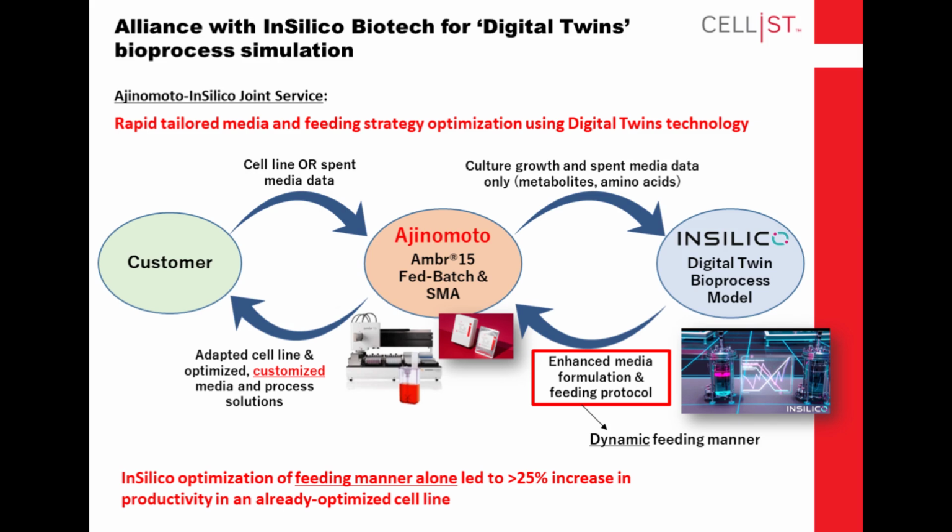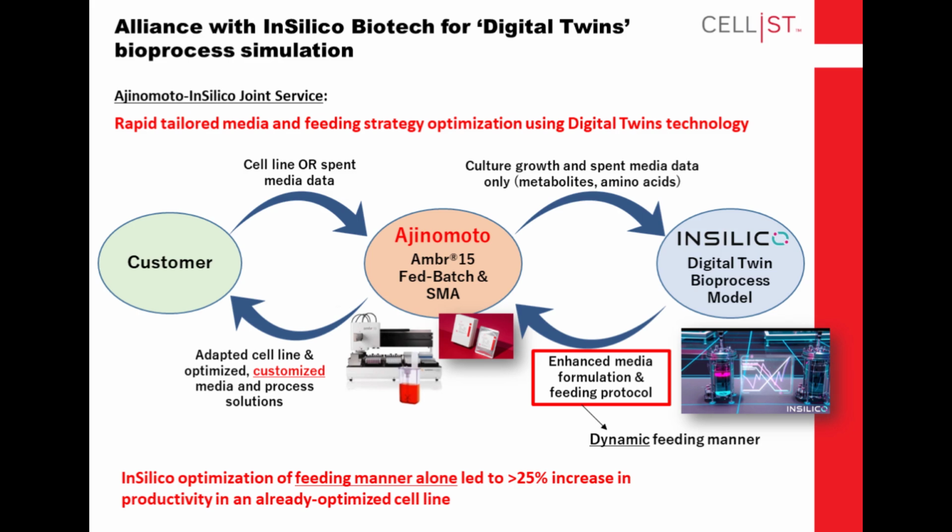The dynamic feeding manner that is employed can really increase the titer and the productivity. Just for example, we took a cell line whose feeding manner was already optimized between 2 and 6% volume feeding, and we employed the digital twin analysis on that cell line to change the dynamic feeding manner. The increase was over 25% in productivity just by changing the feeding manner itself, even without touching the formulation. If you are reformulating the media, you will get, of course, even higher titer improvement.